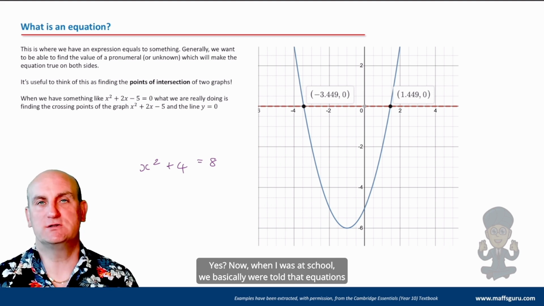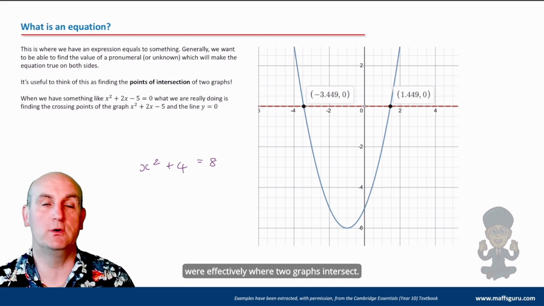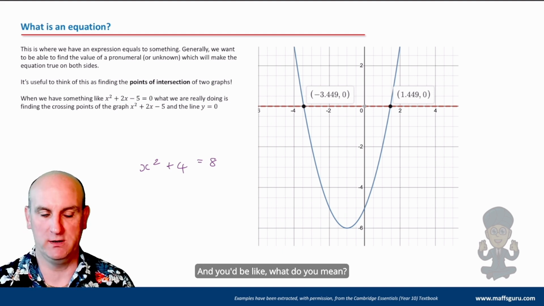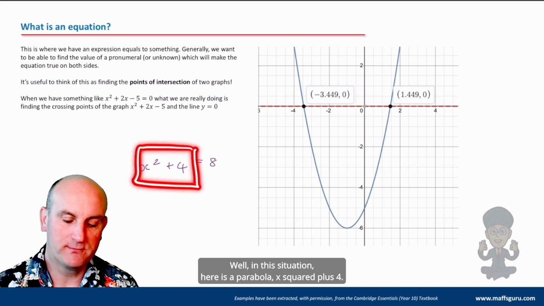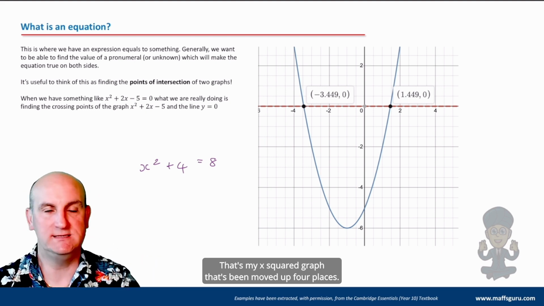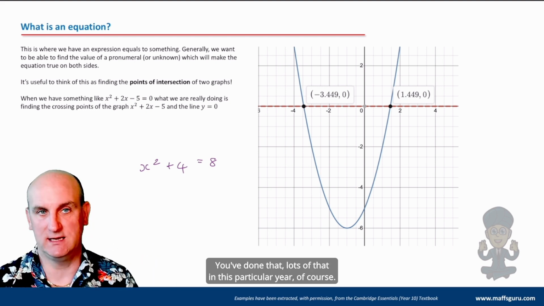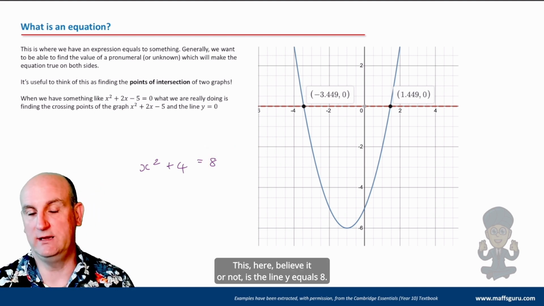Now, when I was at school, we were taught that equations were effectively where two graphs intersect. What do you mean? Well, in this situation, here is a parabola, x squared plus 4. That's my x squared graph that's been moved up 4 places. You've done lots of that in this particular year, of course. This here, believe it or not, is the line y equals 8.